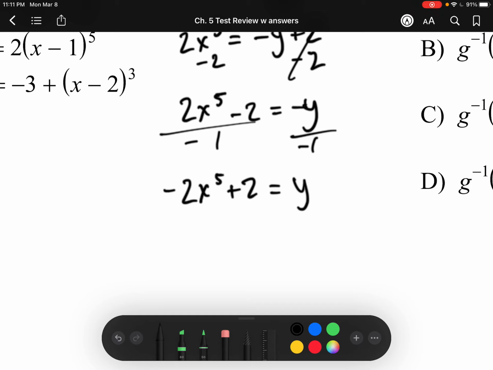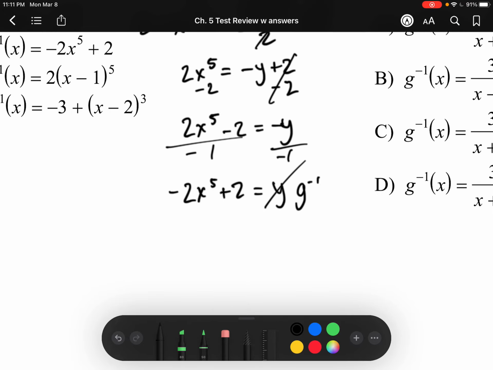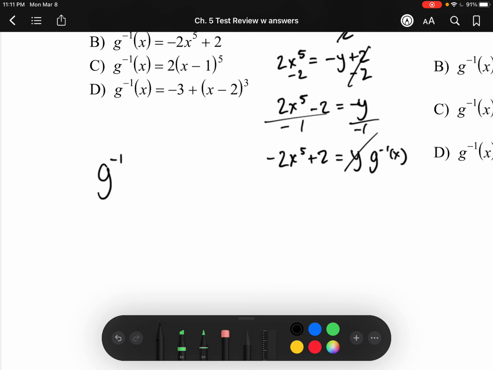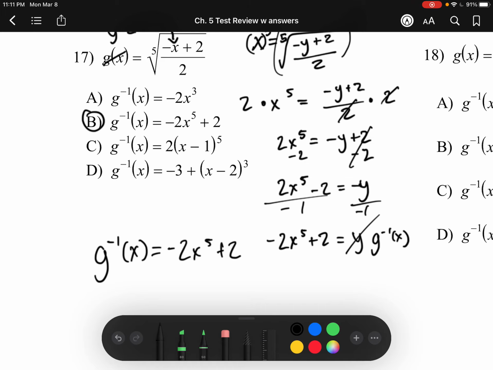And the last step is to change y to the inverse of g of x. So our final answer is the inverse of g of x is equal to negative 2x to the 5th power plus 2, which is option B.